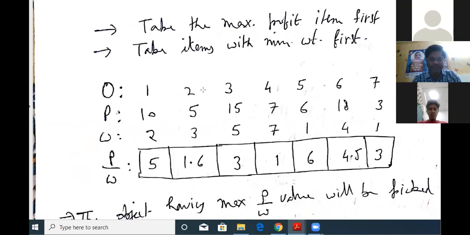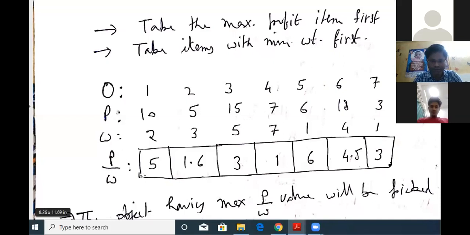these are the objects that are given. This is the profit that is given. This is the weight ratio. Basically it is simply the weight that is given. First you have to calculate the profit to weight ratio. Since we are not going to carry all the items at a single time, as the capacity of the knapsack is restricted, first we have to calculate the profit to weight ratio, that is P divided by W.